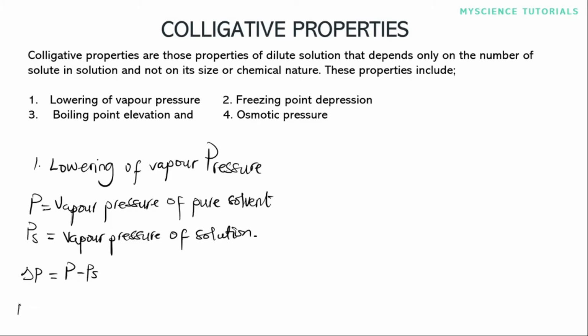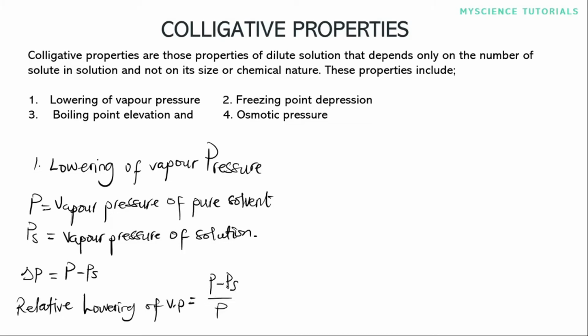Now we can also calculate the relative lowering of vapor pressure. If we want to find the relative lowering, we just divide the vapor pressure lowering by the vapor pressure of the pure solvent. So it becomes P minus Ps over P as the relative lowering of vapor pressure.